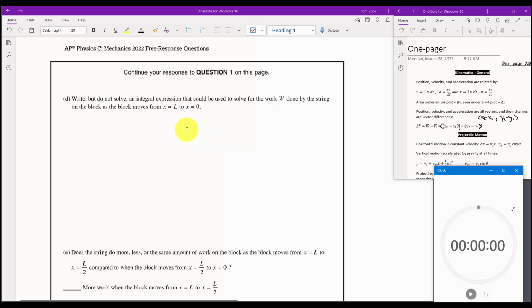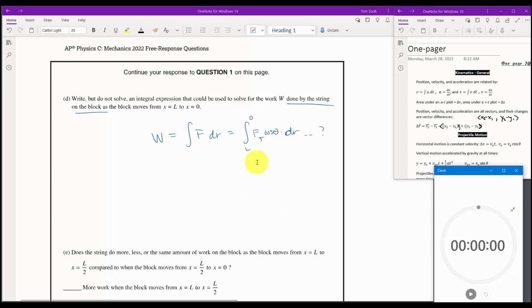Work should be the integral of the force dr. And in this case, if it's work done by the string on the block, that would be the tension force, right? The tension force, but the tension force is the cosine component multiplied by dr, and then going from L to 0, something like that, maybe.